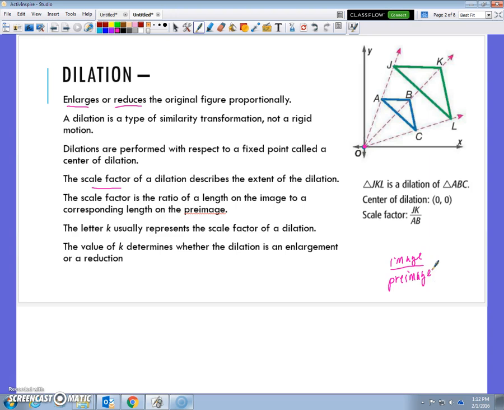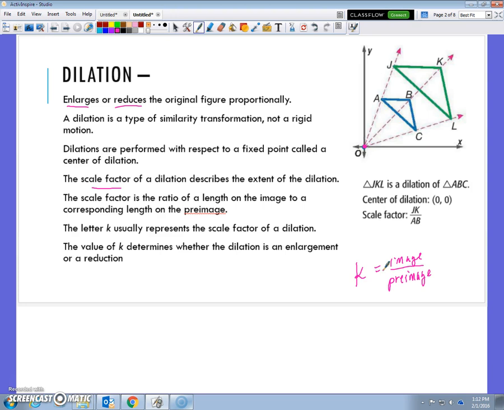We're going to use k as the scale factor variable, kind of like m is always slope. K is going to be our scale factor in this case. If the number is bigger than 1, it's going to be an enlargement, and if it's less than 1, it's going to be a reduction.